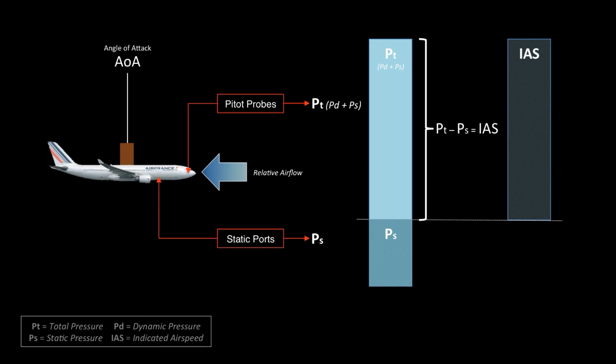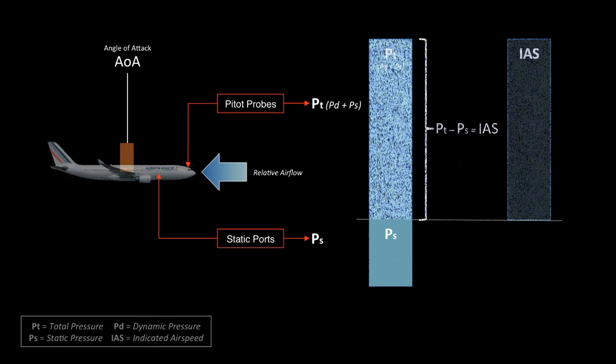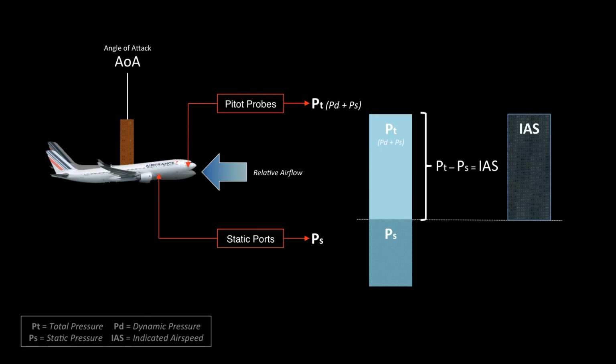What was only brought to light in the subsequent investigation was the fact that, at extreme angles of attack, the respective locations of both the pitot probes and static ports meant that more dynamic pressure was actually being sensed by the static ports than was being sensed by the pitot probes.